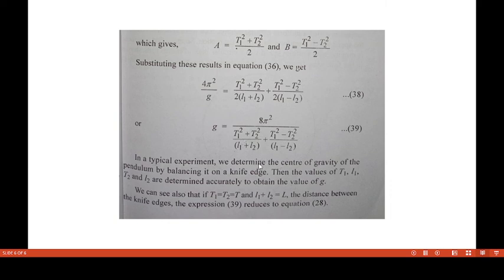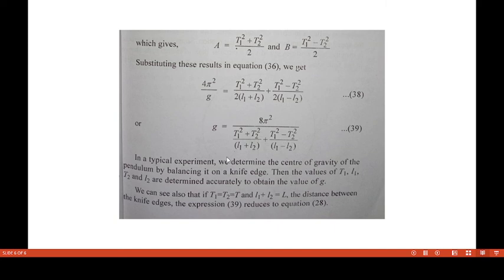So the center of gravity is something we have to find, since L1 and L2 are the distances from the center of gravity. How do we determine the center of gravity? It can be determined by balancing the pendulum on some knife edge. And the point of balance will be the point of center of gravity. Then L1 and L2 can be determined as well as T1 and T2, and hence G can be obtained.